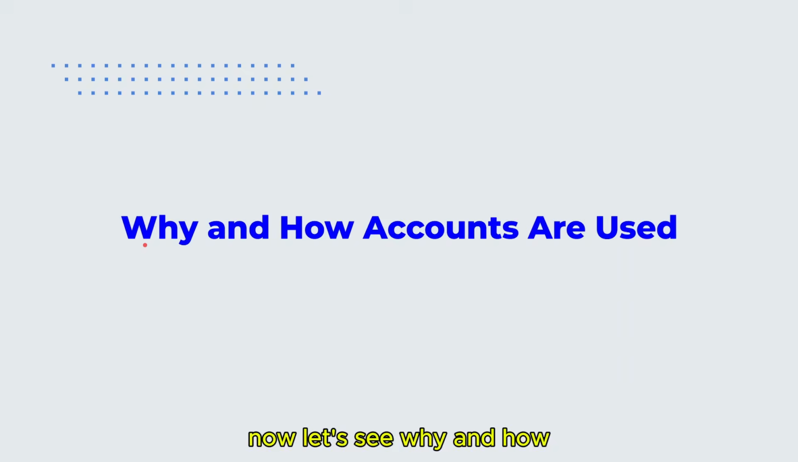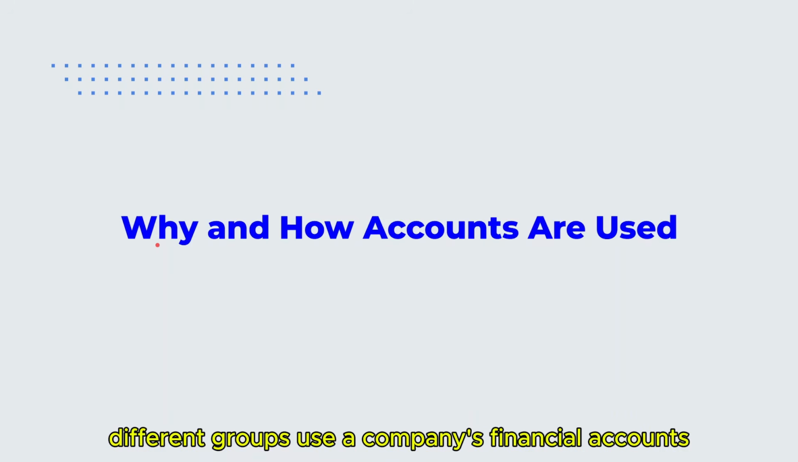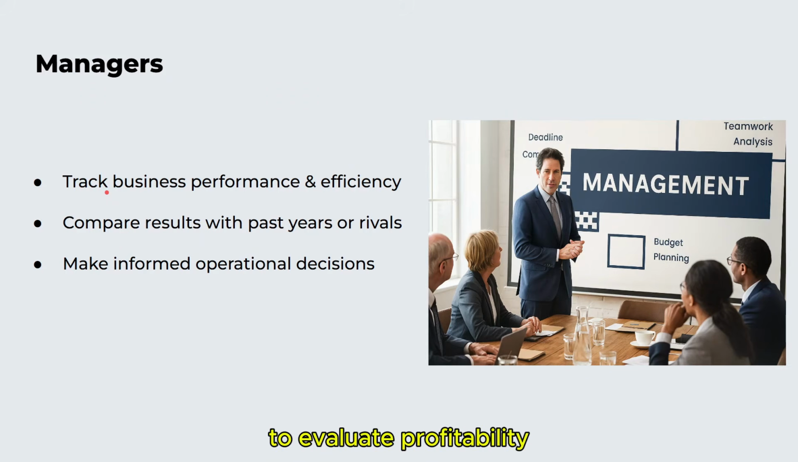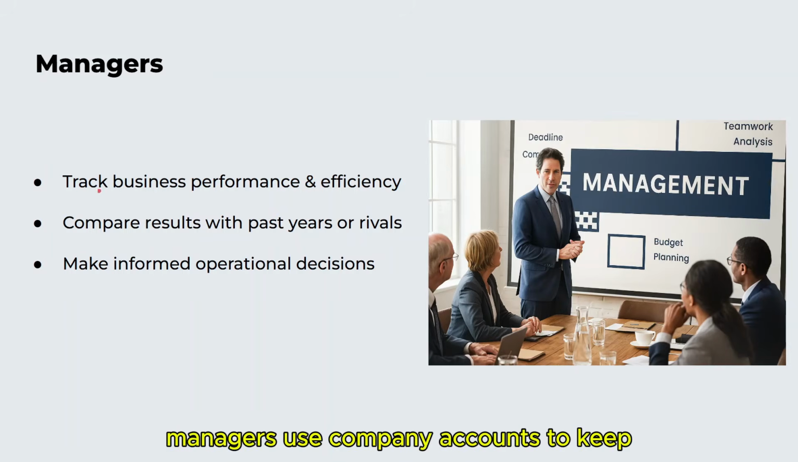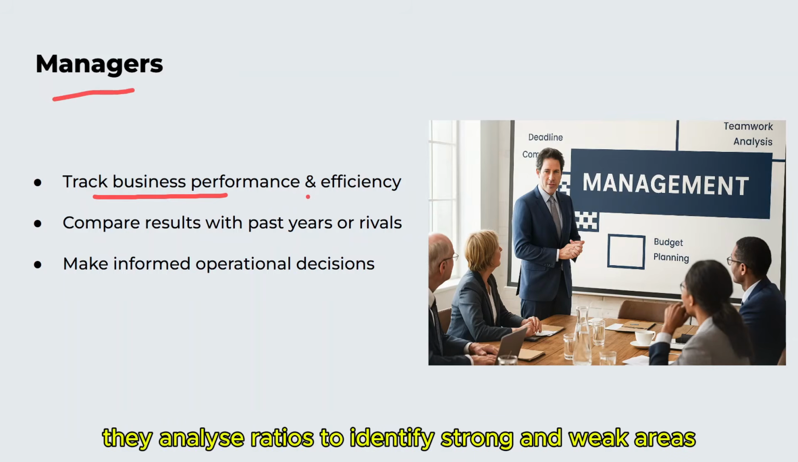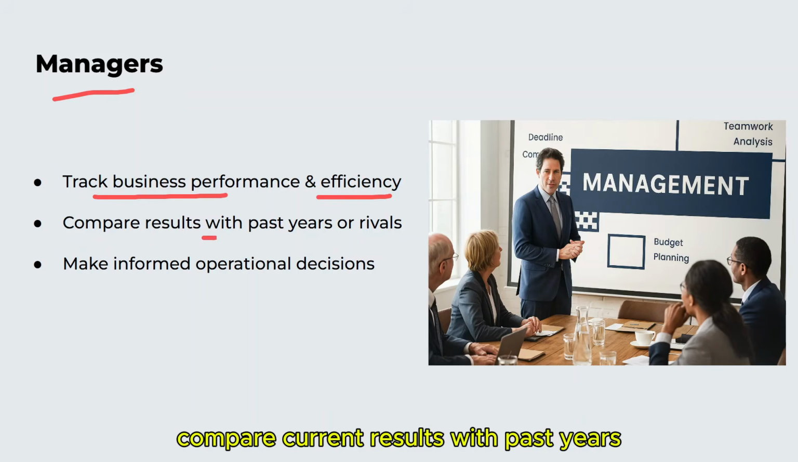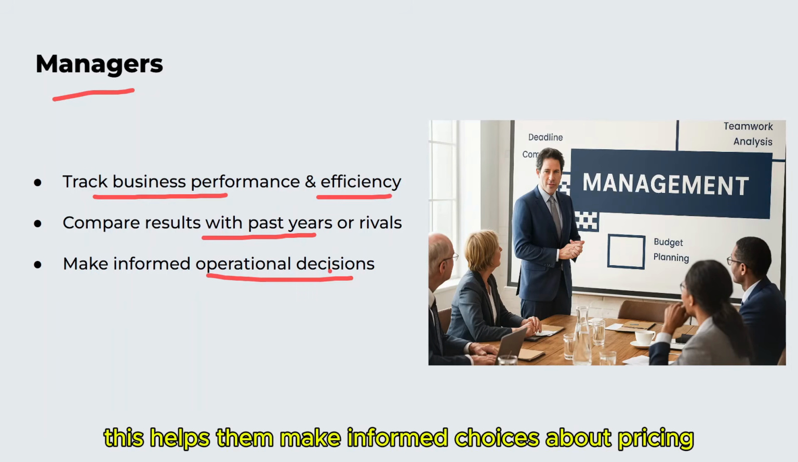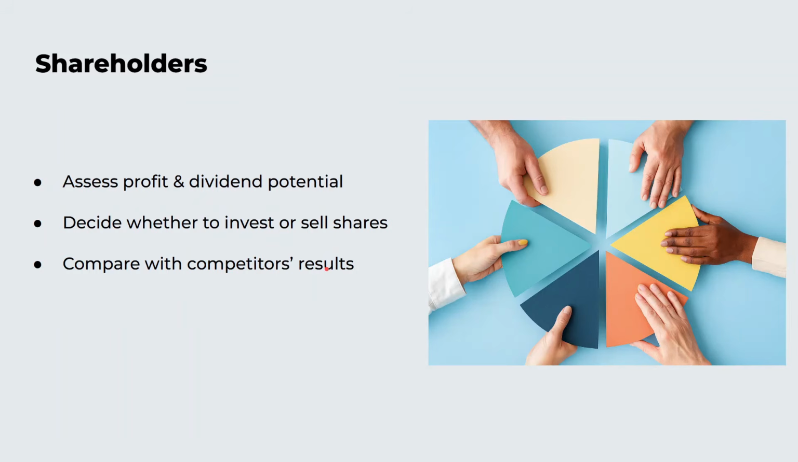Now let's see why and how different groups use a company's financial accounts. Each stakeholder looks at them for different reasons, to evaluate profitability, stability, or future prospects. Let's look at them one by one. Managers use company accounts to keep control of performance across departments. They analyze ratios to identify strong and weak areas, compare current results with past years, and decide whether improvements are needed. This helps them make informed choices about pricing, costs, and future investment.